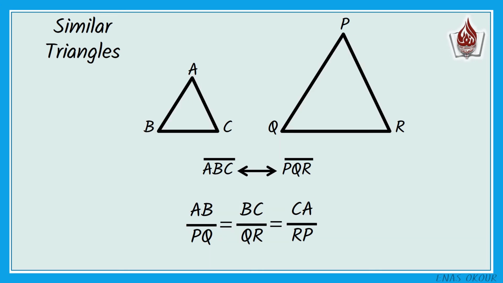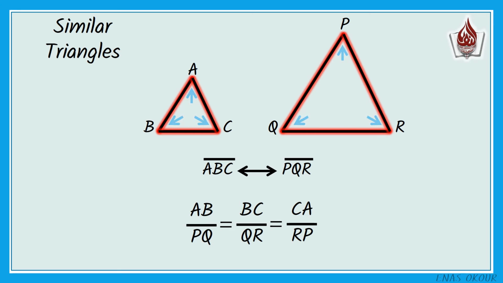Now let us get to the angles. Similar triangles also always have the same shape. What does that tell us about the angles? Yes, the measures of the corresponding angles of similar triangles will be equal based on the corresponding vertices. Angle A corresponds to angle P, angle B corresponds to angle Q, and angle C corresponds to angle R.